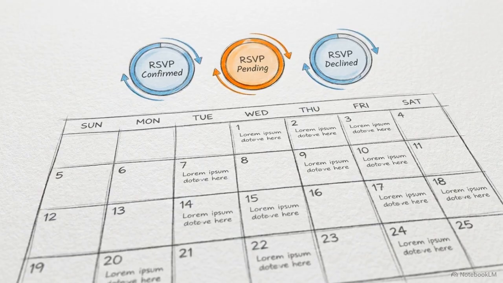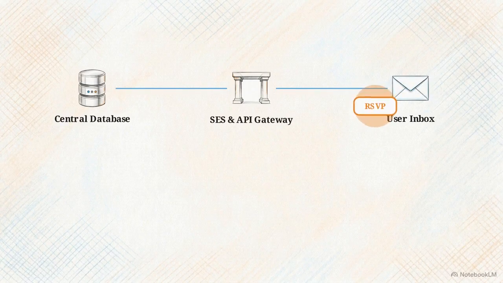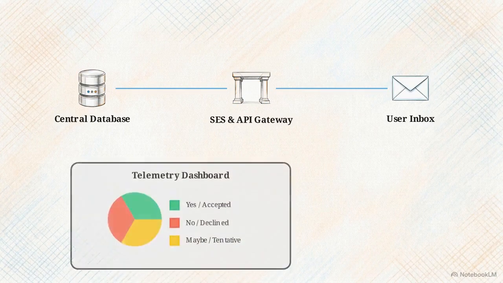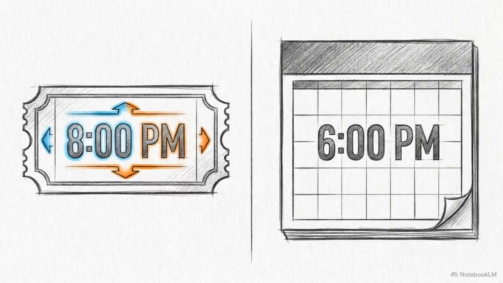The system also manages the return leg of the data journey, monitoring when a user clicks yes, no, or maybe in their calendar. Standard IETF calendar receipts travel backward from the user's inbox, through the SES pipeline and the API gateway, before depositing into the central database. Capturing these RSVP states allows the server to populate real-time telemetry and reporting dashboards. This closed loop addresses a critical synchronization problem.